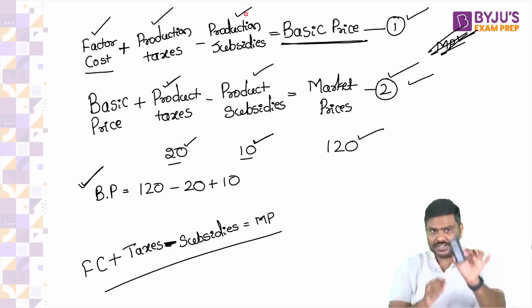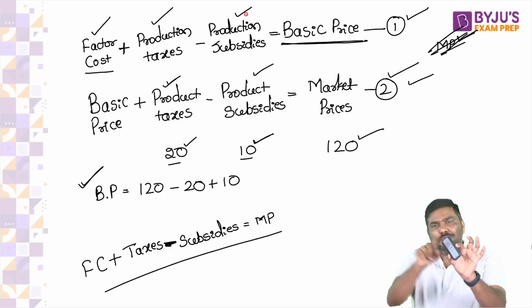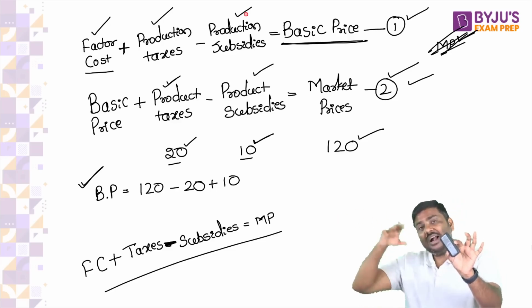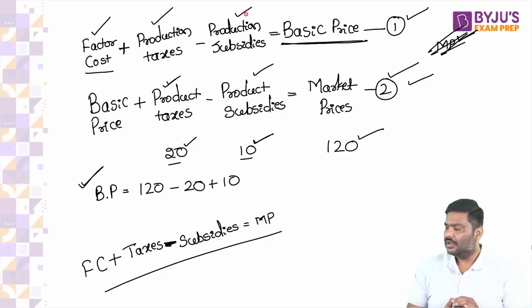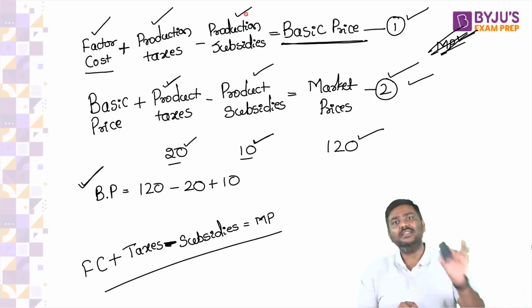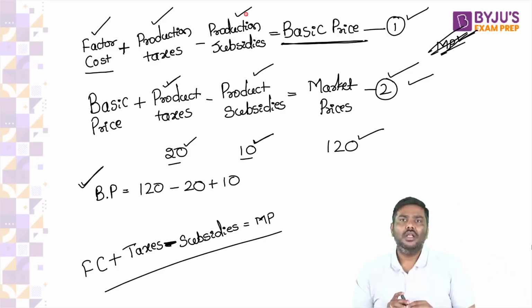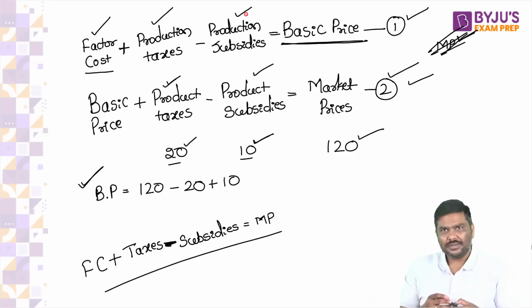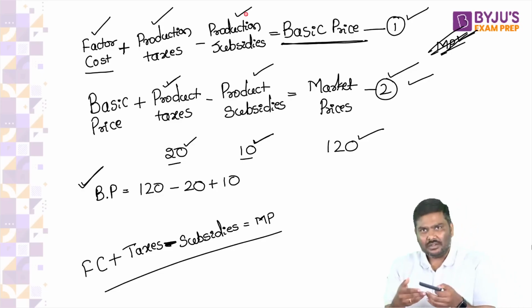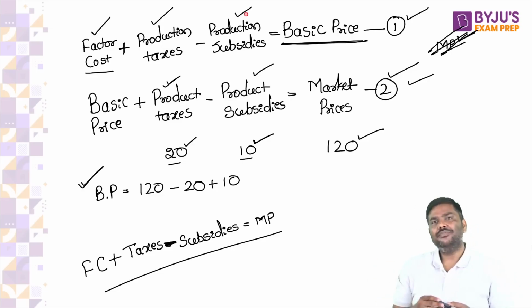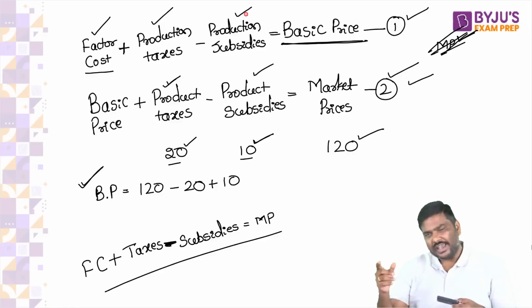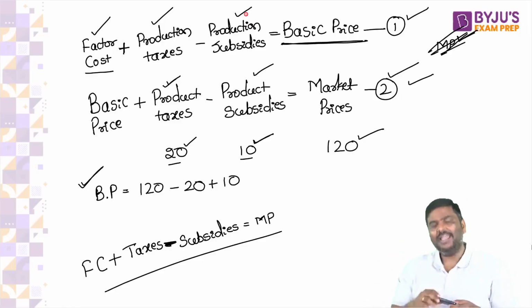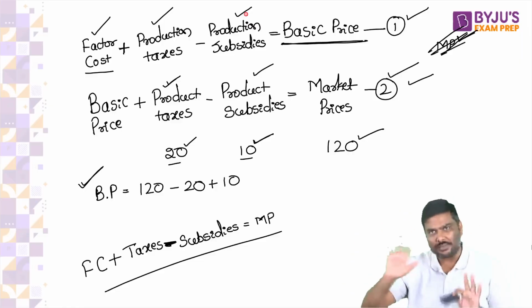You should receive by selling this product in the market after adjusting for taxes as well as subsidies. And what are these taxes and subsidies? You have paid a certain product tax, so you will have to adjust for the product tax. You have also received a certain product subsidy, so you will have to adjust for the product subsidy as well.